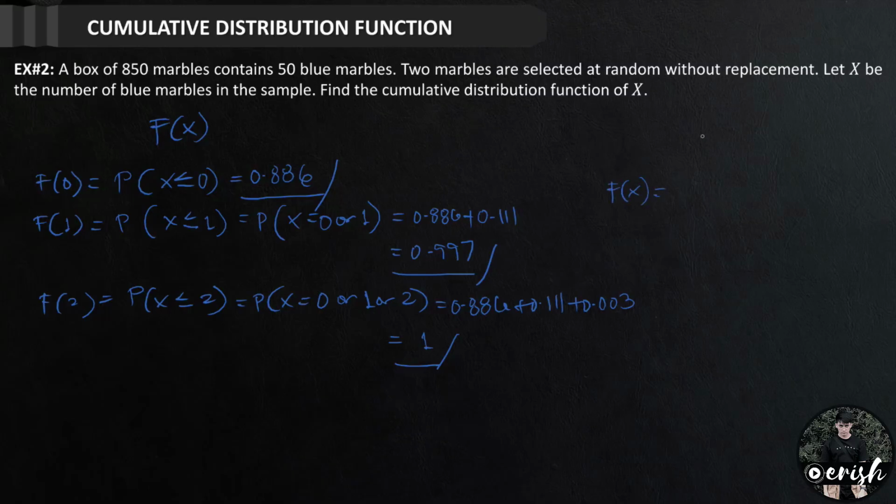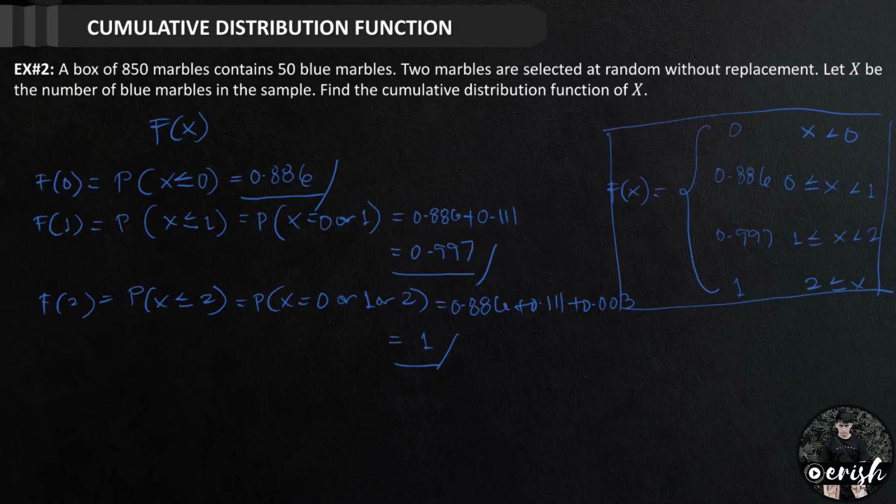is equal to, again this is our format, from 0 to 0.886 to 0.997 to whole number 1. And we put here x less than 0. This is 0 less than or equal to x less than 1. And this is 1 less than or equal to x less than 2. And this is 2 less than or equal to x. This is our cumulative distribution function for this experiment.